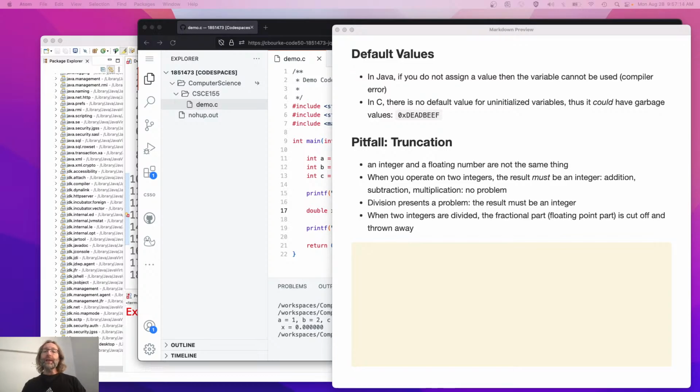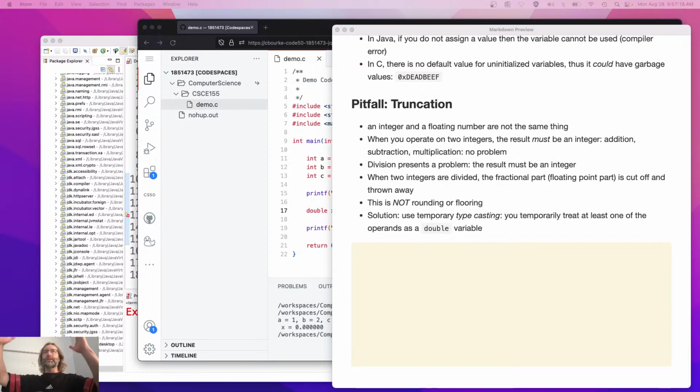This is not the same thing as rounding or flooring, if you've heard of that term. You're just rounding down to the nearest integer. It's not flooring, it's not rounding. Instead, it's called truncation, right? And that's what's happening there.